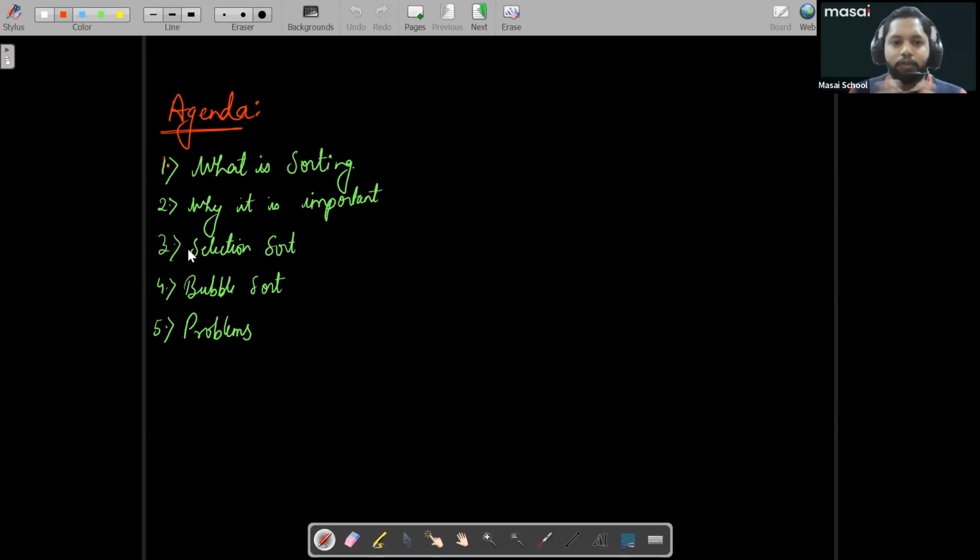What is the agenda for today? We will simply look into sorting. Then we will see why it is important. And then we will solve selection sort and bubble sort algorithms, how to get to know about the selection sort algorithm, what is the time complexity, space complexity, and then we will look into problems. Okay. Is the agenda clear, guys? Agenda is clear?